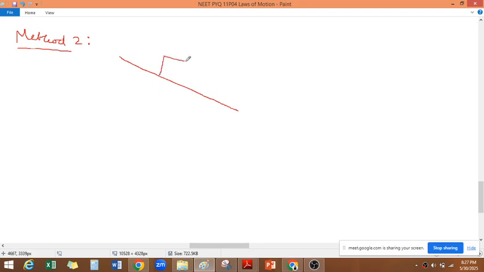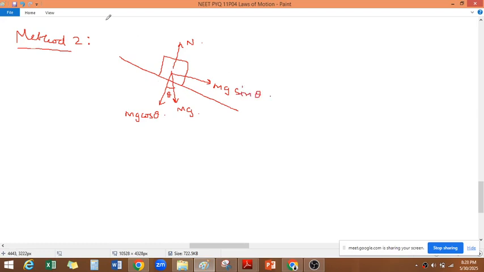Absolutely nothing very difficult. If you know sin theta, cos theta, you can do it. This is mg. This is mg cos theta. This is normal reaction N. This is mg sin theta. So up to this, I'm sure you don't have any doubts.